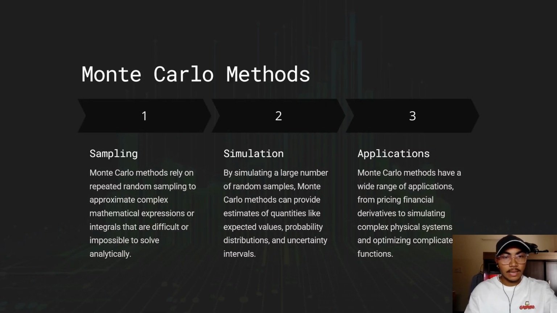Monte Carlo methods. Sampling. Monte Carlo methods rely on repeated random sampling to approximate complex mathematical expressions or integrals that are difficult or impossible to solve analytically. Simulation. By simulating a large number of random samples, Monte Carlo methods can provide estimates of quantities like expected values, probability distributions, and uncertainty intervals. Application. Monte Carlo methods have a wide range of applications from pricing financial derivatives to simulating complex physical systems and optimizing complicated functions.